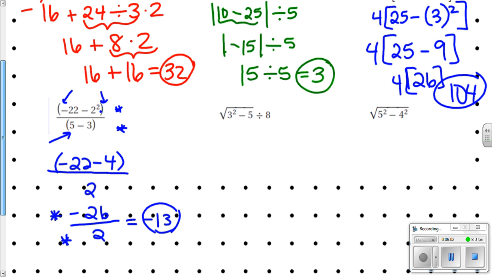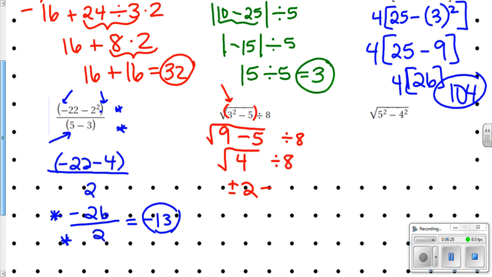Okay. Next problem, again, PEMDAS, starts with a P, would be parentheses, but in this case we have a square root symbol, which is like a grouping symbol. It's grouping all of this underneath it together. Okay, so I'm going to start with that, again with exponents. 3 squared is 9, divided by 8 on the outside. 9 minus 5 is 4. Okay, square root of 4 is 2.